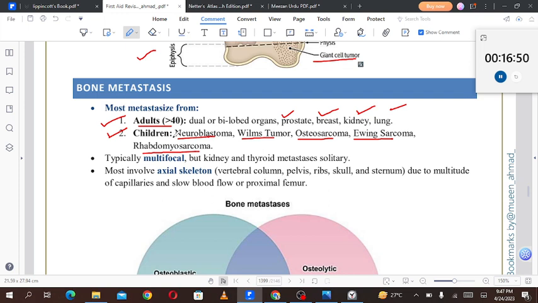Typically multifocal, but kidney and thyroid metastases are solitary. Most involve the axial skeleton, for example, the vertebral column, the pelvis, ribs, skull, and sternum, due to the multitude of capillaries and slow blood flow, or the proximal femur. Proximal femur is not a part of the axial skeleton, but that is a favorite location for cancerous metastasis to go. So remember these locations. And the solitary mets come from the kidney and thyroid gland.